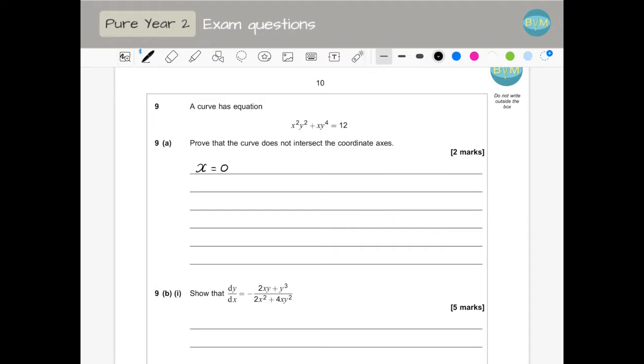The vertical axis, the y-axis, is x equals 0. If we substitute x equals 0 here, we have 0 equals 12, which is not possible. So the left hand side is different than the right hand side. And when we try the intersection with the x-axis, so y equals 0, again we have 0 equals 12. So we have the same problem. The left hand side is different than the right hand side.